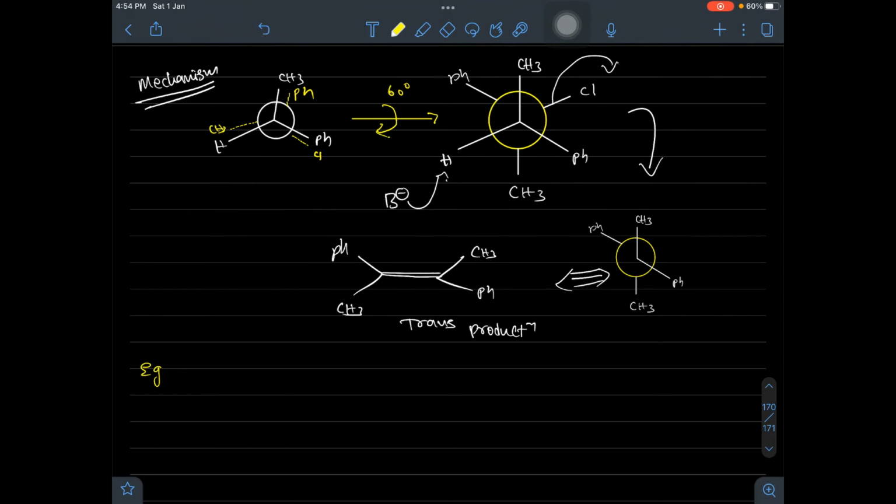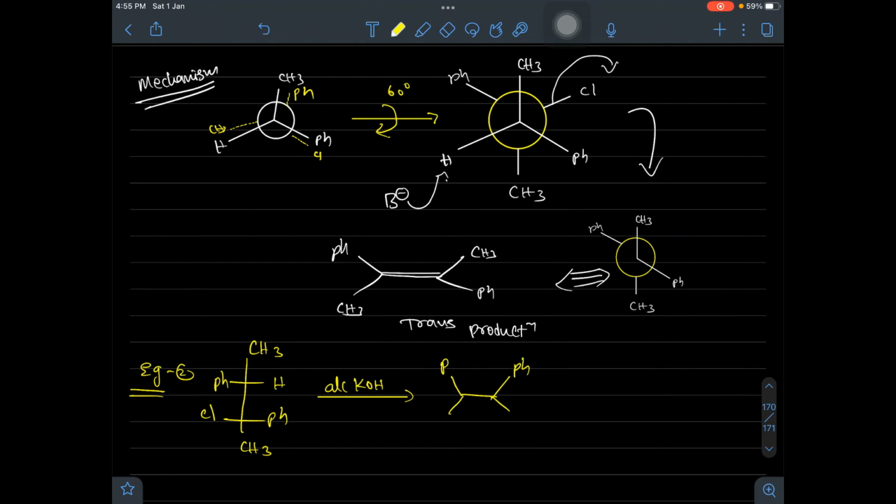Let's see one more example. The species is here: CH3, CH3, H, pH, pH and Cl. This undergoes elimination with alcoholic KOH and leads to formation of a cis product, cis alkene formation.